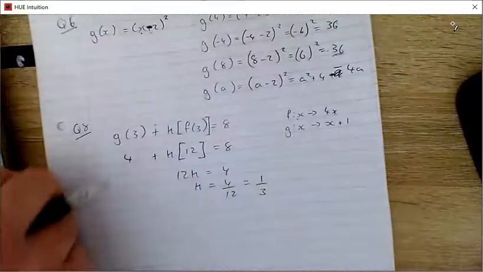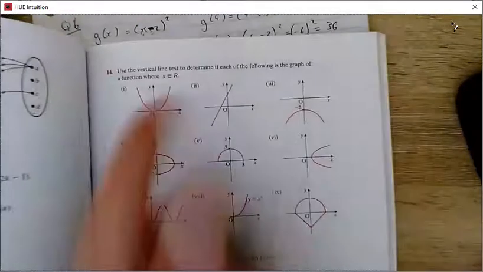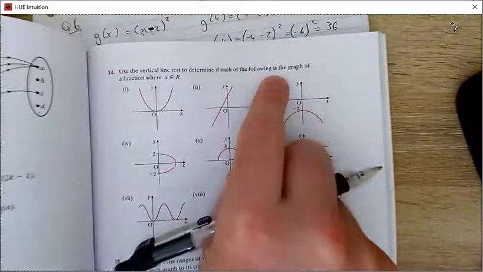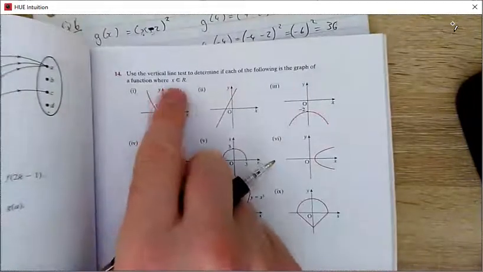Question 14 asks us to use the vertical line test to determine if each of the following is the graph of a function, where x is a real number.